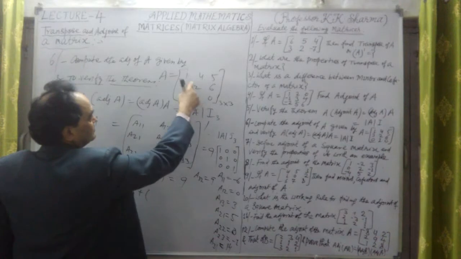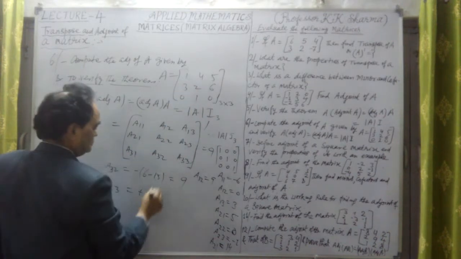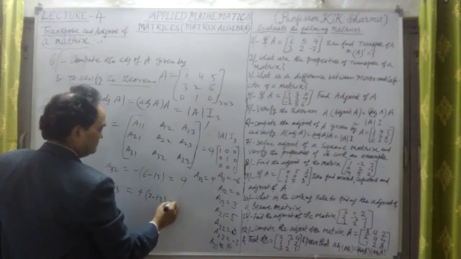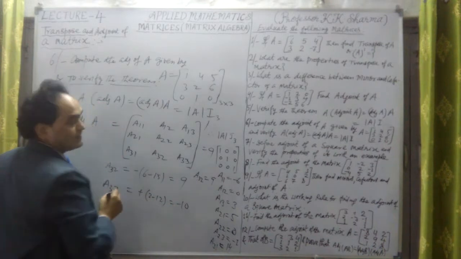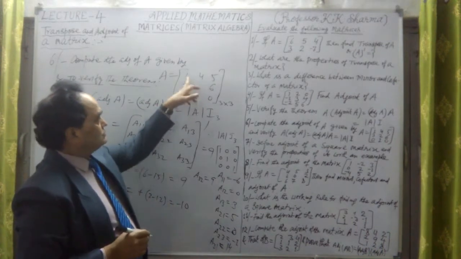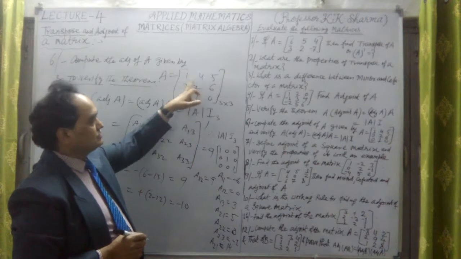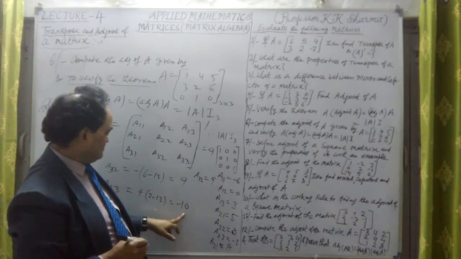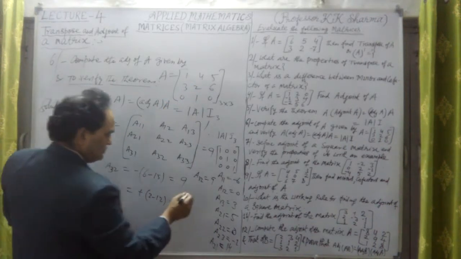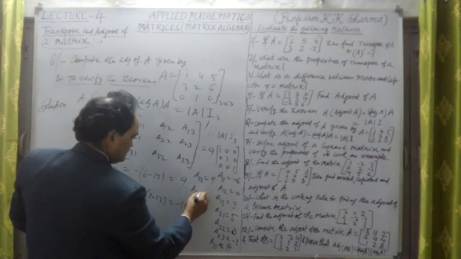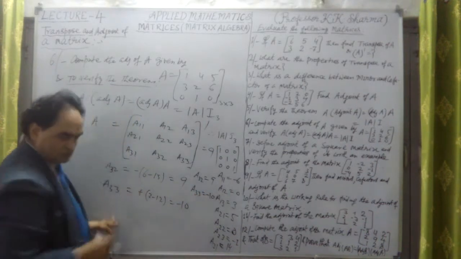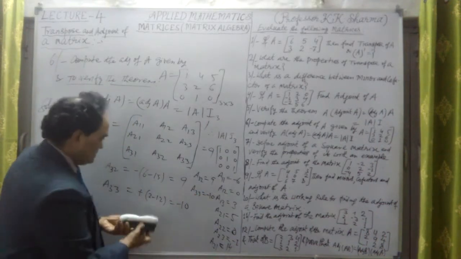The bracket will be 2 and 2, 2 minus 12, that means minus 10. Okay, because 2 and 2 minus 12, 2 minus 12 is minus 10. Minus 10 here. A33 equal to minus 10.